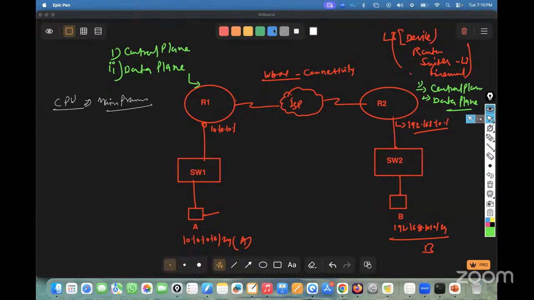The control plane is known as the central processing unit. It leverages different protocols, routing protocols. But the data plane is known as the actual forwarding plane.